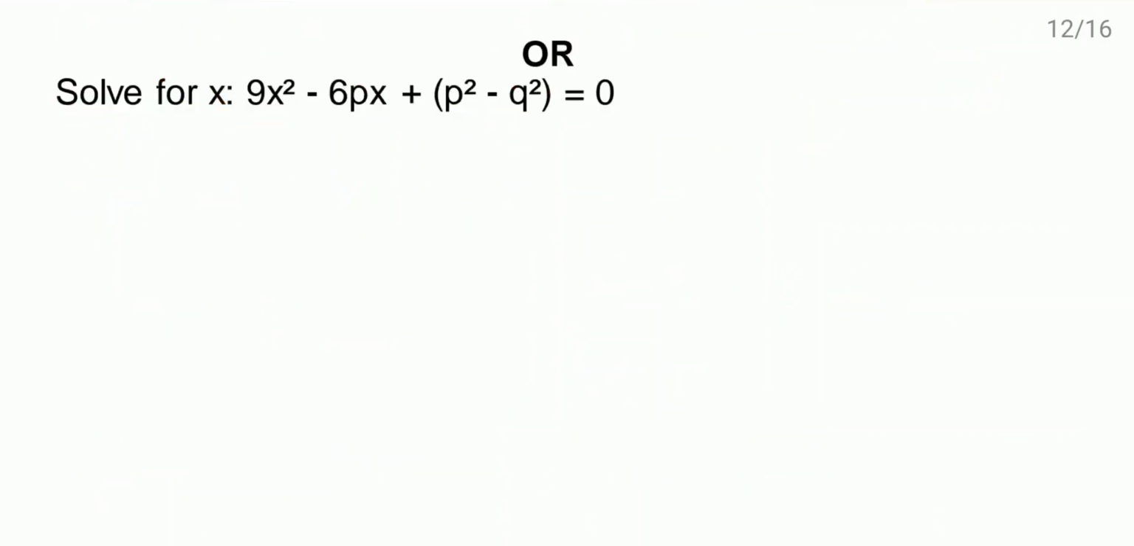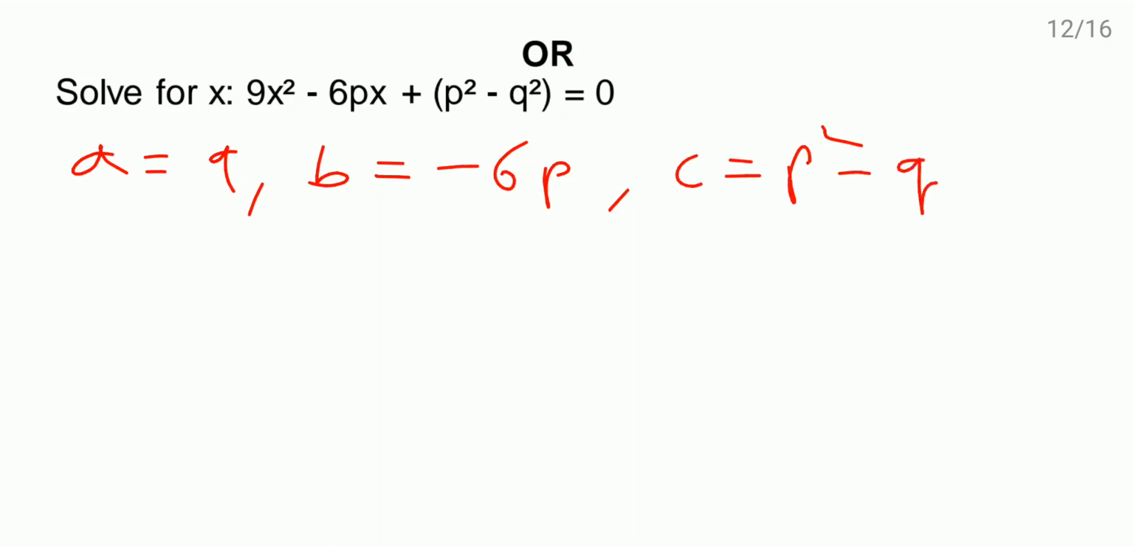The option is given for this question. They said solve for x. So this is the equation here. We'll just write down the equation once again, or we'll just write down the values of a, b, c. See here, the value of a comes as 9, the value of b is minus 6p, and the value of c is p square minus q square. Correct? See here, the coefficients we are writing here.